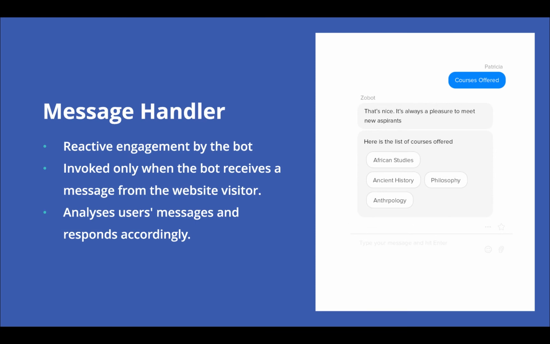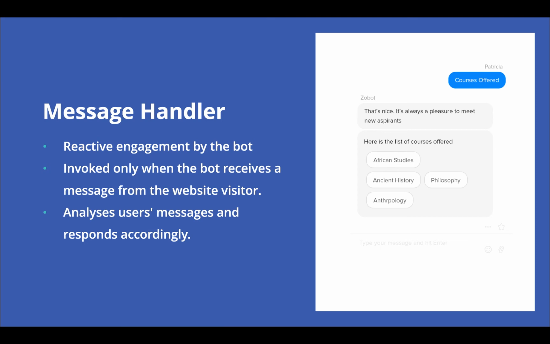Next is the message handler. This is a process of reactive engagement by the bot. Reactive in the sense these handlers only function when there's a message that comes in from the visitor's side. Without them sending a message, the message handler is not going to begin functioning. It's invoked when the bot receives a message from the website visitor. The combination of messages we receive from the website visitor will be analyzed and stored in the code already, and then the bot will start responding to the visitors based on the question they receive from the available answers.